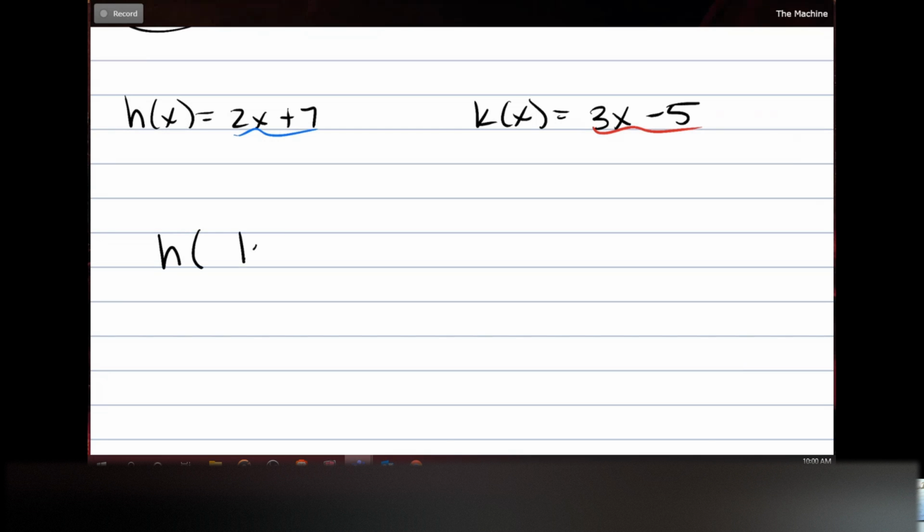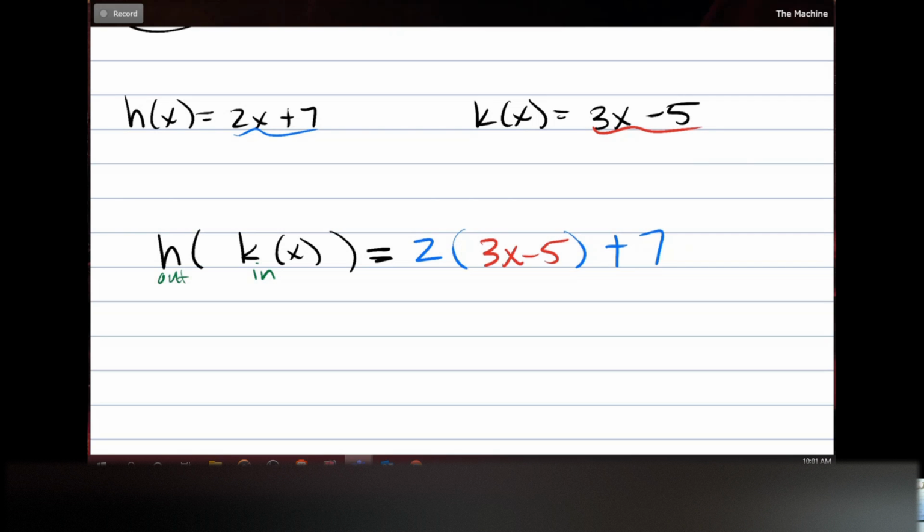H of k of x. Okay, what's my inside function and my outside function? Inside function is k. Outside function is h. Do you agree that the outside function is h? Yes. Okay, good. Set up the outside structure first. What's the outside structure? It's going to be 2x plus 7. Replace an input with parentheses: 2 times an input plus 7. I get that from right here. Okay, what am I putting in? 3x minus 5. I'm putting in a 3x minus 5.